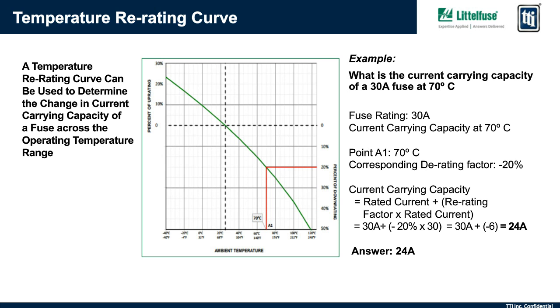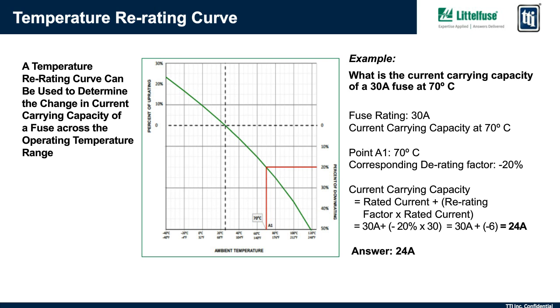Temperature rerating curves typically have a wide range of ambient air temperatures on the x-axis and the corresponding rerating factor to be applied to the rated current of the fuse on the y-axis. So let's walk through a common example here. We're going to try to determine the current carrying capacity of this 30 amp fuse at 70 C.